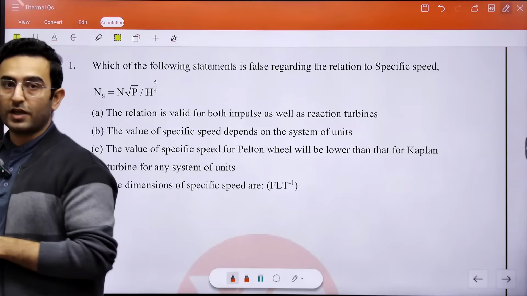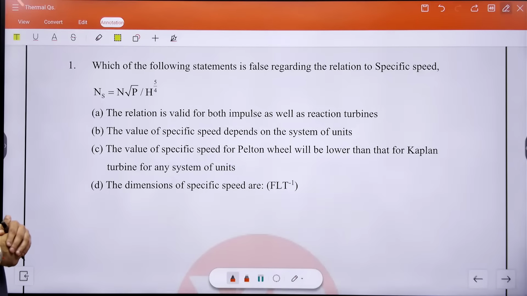Here is our first question. Which of the following statements is false regarding the relation to the specific speed? Ns is equal to N root P by H to the power 5 by 4. First of all, this question is related to hydraulic machines, and the specific speed parameter is very important in hydraulic machines, which is defined for the turbine as well as the pumps also.